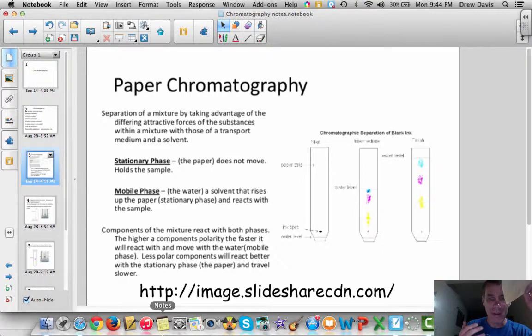Remember we talked about like dissolves like, and so if I have a solvent like water and I put it underneath my stationary phase, and I have a mixture, like a spinach extract, or you could even use markers, and you put your sample above the solvent, what happens is the water, as it moves up, will separate out different parts of the mixture. Let me show you how that happens.